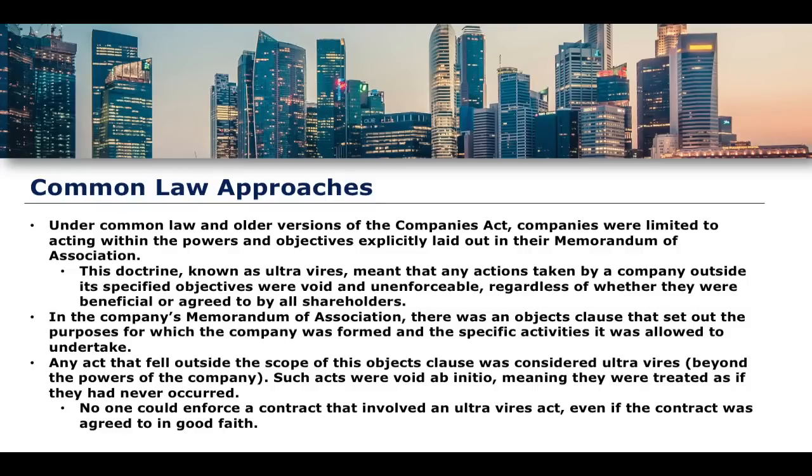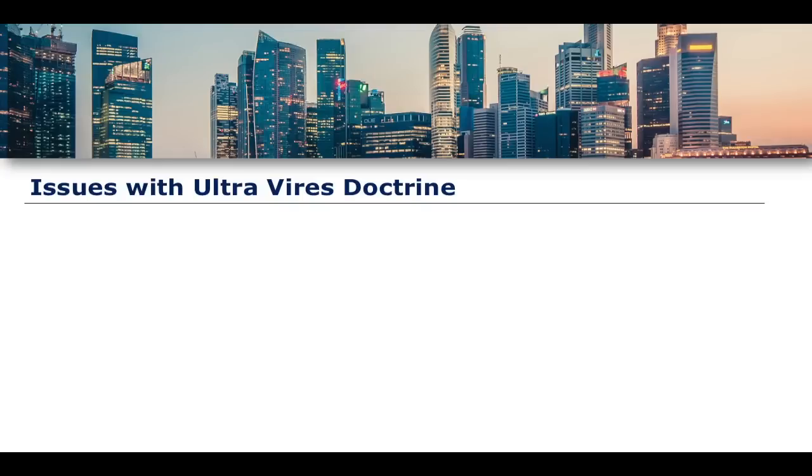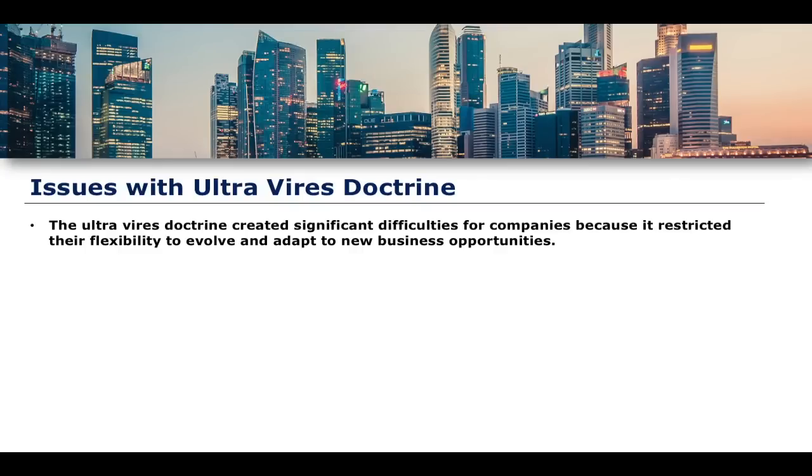So, let's think about a couple of the issues with this. I've already mentioned it's quite restrictive. It really does restrict a company's flexibility to evolve and also to adapt to new business opportunities. If I create a company in, let's say, 1993, and I have an objects and purposes clause within my Memorandum of Association, do I have to then change and alter that memorandum every single time a new business opportunity arises that might step outside of the objects and purpose of that particular doctrine?